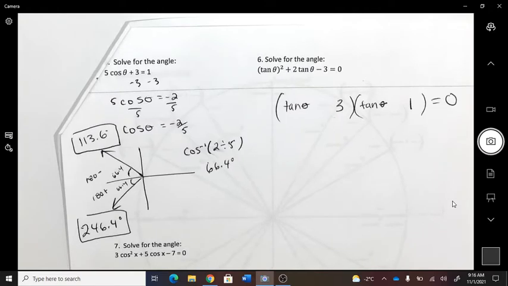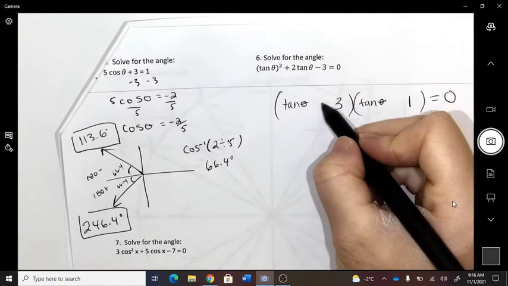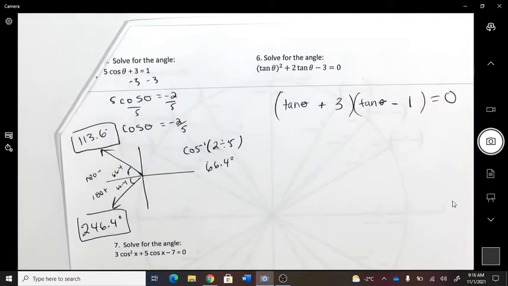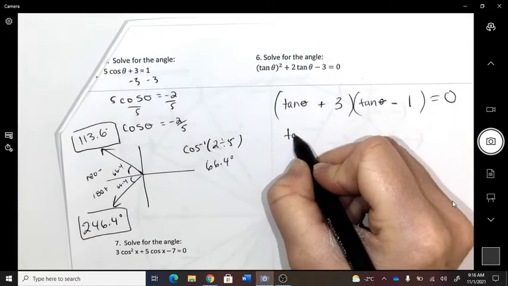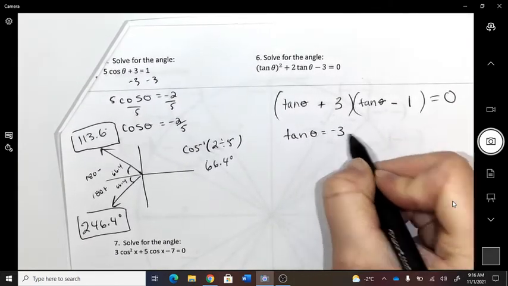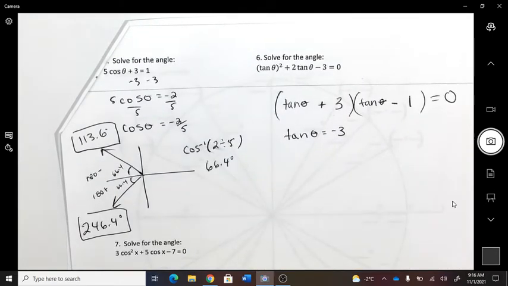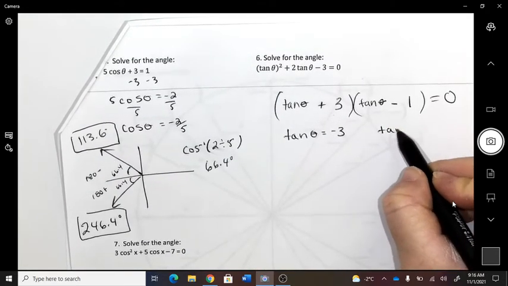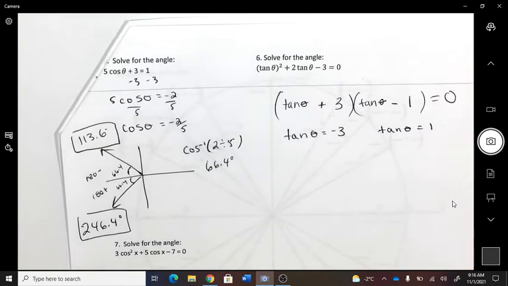I've got to make one of them positive, one of them negative. I need to end up with a positive 2. Okay, so I'm going to go tan theta equals negative 3. And in this bracket, tan theta equals 1. Okay, all that was just algebra. We haven't done anything angle yet.